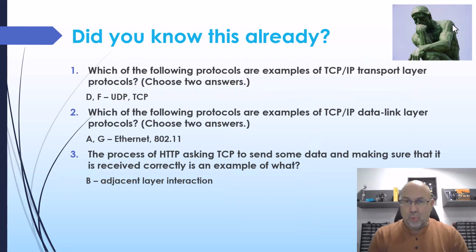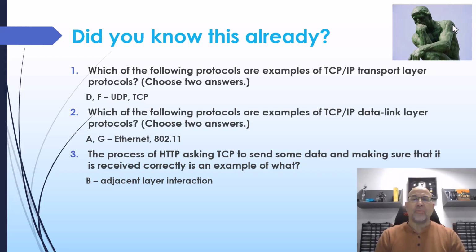So this is the chapter 1, Do I Know This Already? Questions. Which of the following protocols are examples of TCP/IP transport layer protocols? And remember, in chapter 1, it's the overview. So a lot of this stuff is not actually directly on the test until you get to that particular chapter. But the answers for this one, transport layer protocols, are D and F, UDP and TCP.